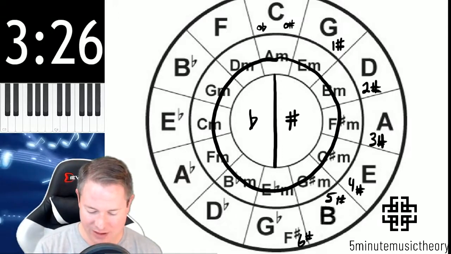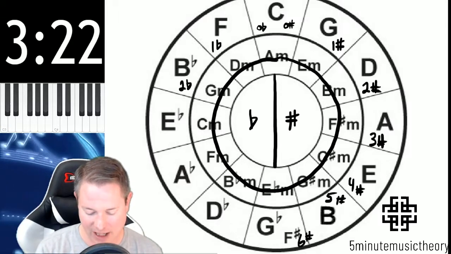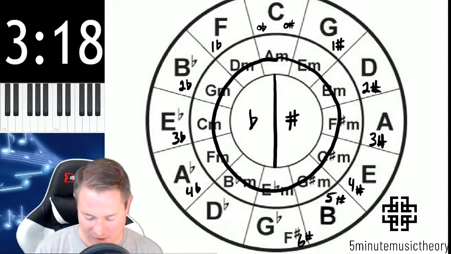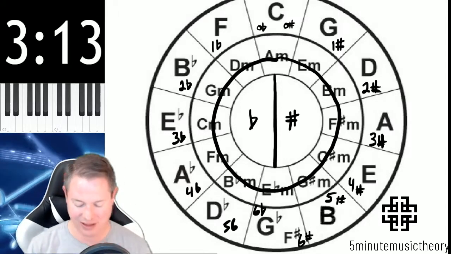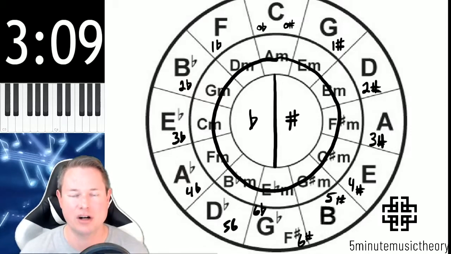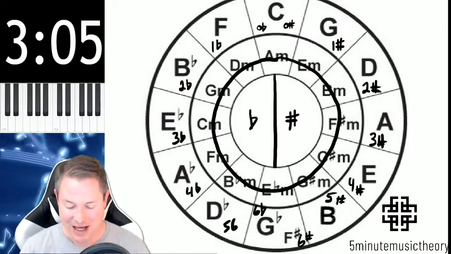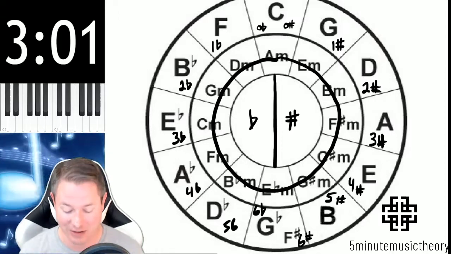Then if we go backwards or counterclockwise, we start adding flats. We have 1 flat, 2 flats, and you can see where I'm going with this. 4, 5, and then G flat major has 6 flats. So what this circle of fifths is sort of helping us to determine is how many sharps or how many flats there are in specific keys. And these are all major keys in the circle of fifths as we have written it right now.